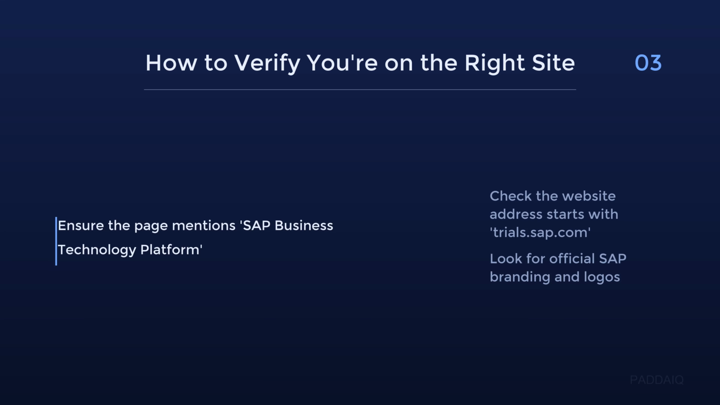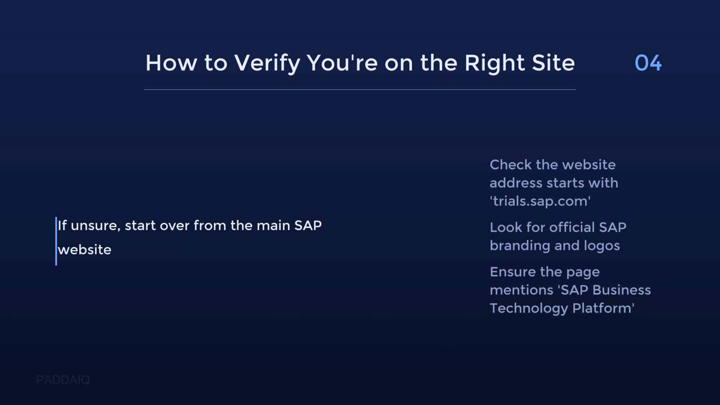Ensure the page mentions SAP Business Technology Platform. This means the site's title or description must include this full name to confirm it's the official SAP platform, not a lookalike or phishing site. For instance, when logging in, check the browser tab or header for this phrase. Always confirm this to securely access your services.